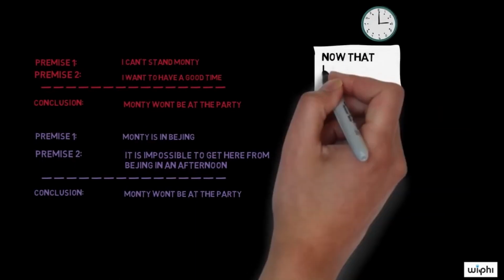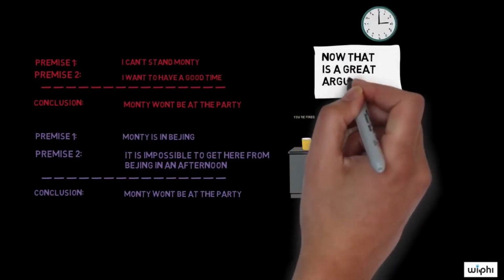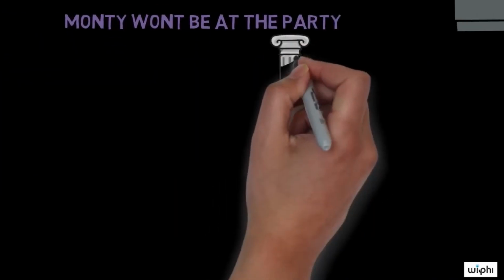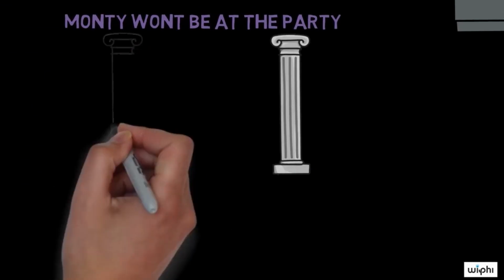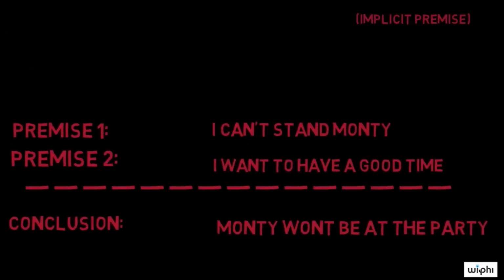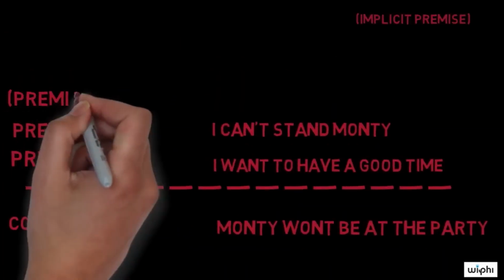In the purple argument, though, the premises, if they're true, guarantee that the conclusion is true. So they make it very probable. The truth of the premises guarantees the truth of the conclusion, and so in the purple argument, the premises do support the conclusion.